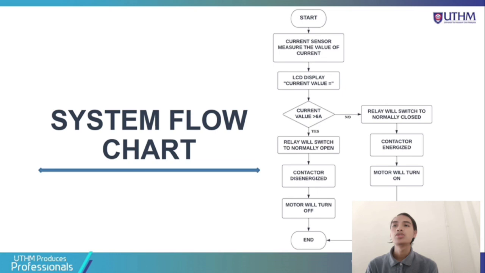If the measured current is over 6 ampere, the relay will switch to normally open, the contactor will be de-energized and the motor will turn off. If the current is smaller than 6 ampere, the relay will switch to normally closed, the contactor will be energized and the motor will turn on. So this is my system flowchart.